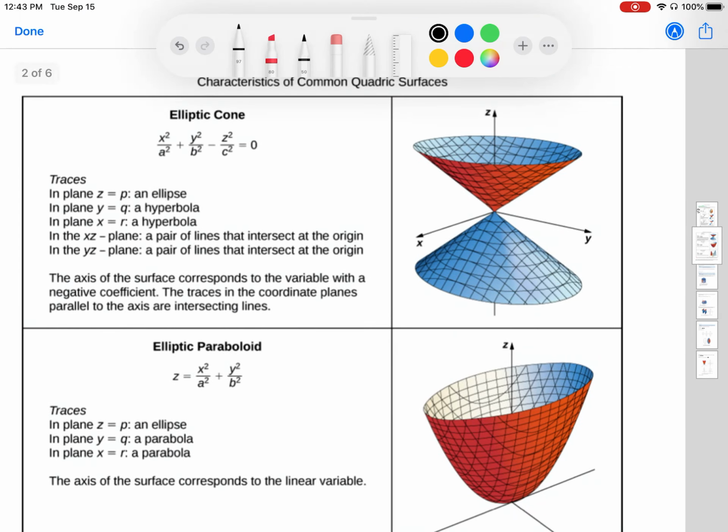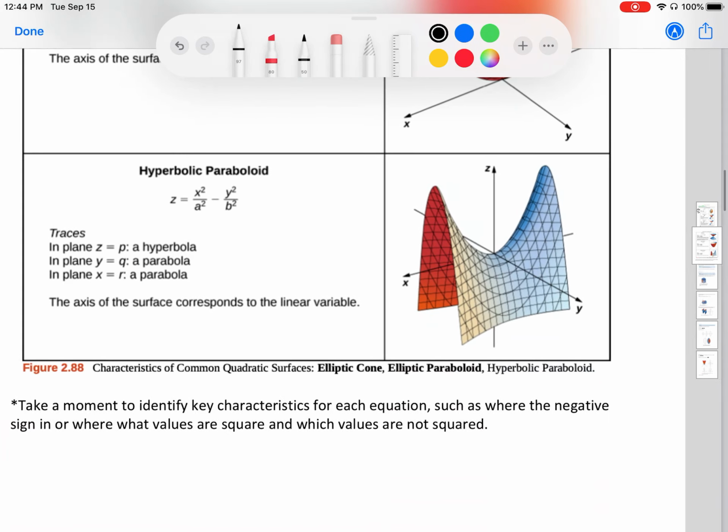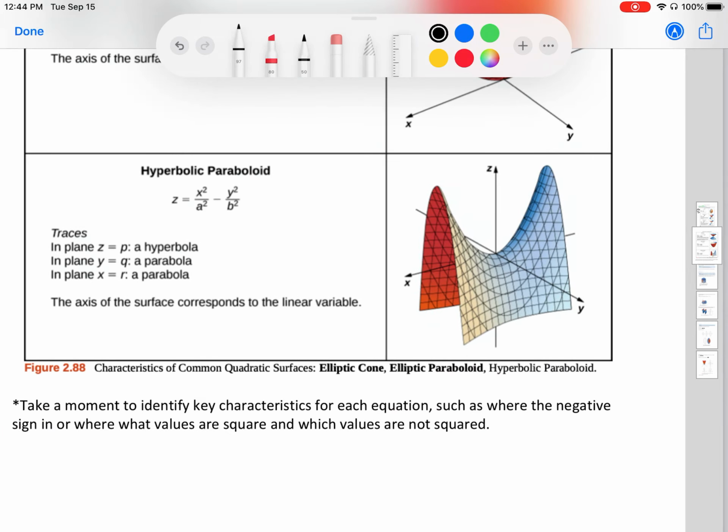We have an elliptic cone. Notice one sign and that it's equal to 0. We also have the elliptic paraboloid. Notice our one variable is to the first power, the rest are squared. We have a hyperbolic paraboloid. Notice the minus and the one variable of degree 1. This one in the class is often referred to as a saddle.